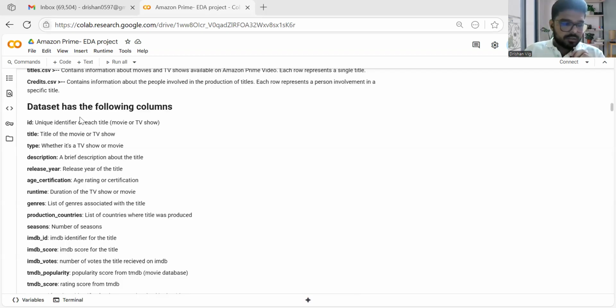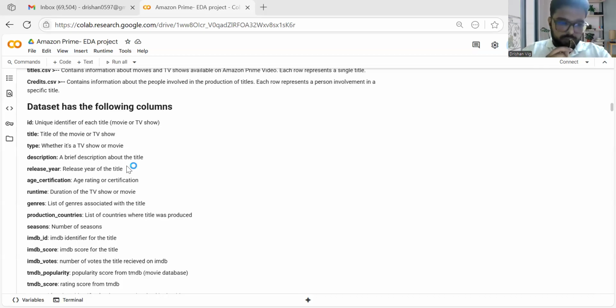So the merged data set has the following columns: ID, a unique identifier of each title; title of the movie or TV show; type, whether it's a TV show or a movie; description, a brief description about the title, which is unique because each and every description of the movie is unique. It's not like a duplicate one, but let's find out whether it's duplicate or not. Then comes the release year of the title, like which year the title was released. Certification, whether it's an R rating or something else. We can check further in this video.